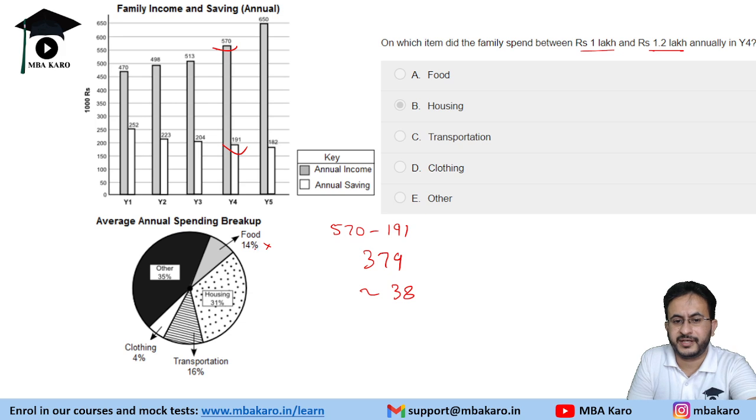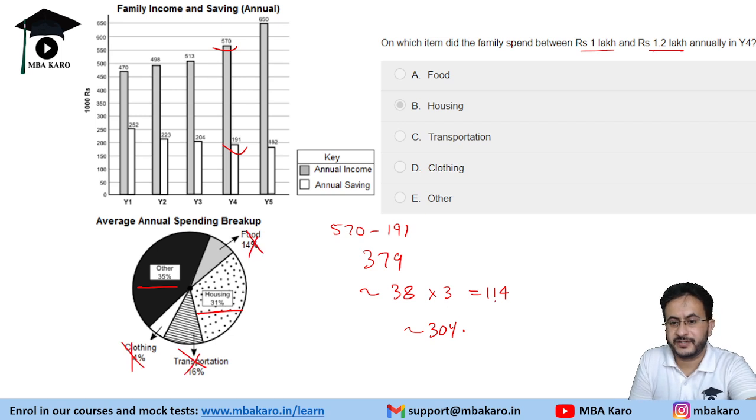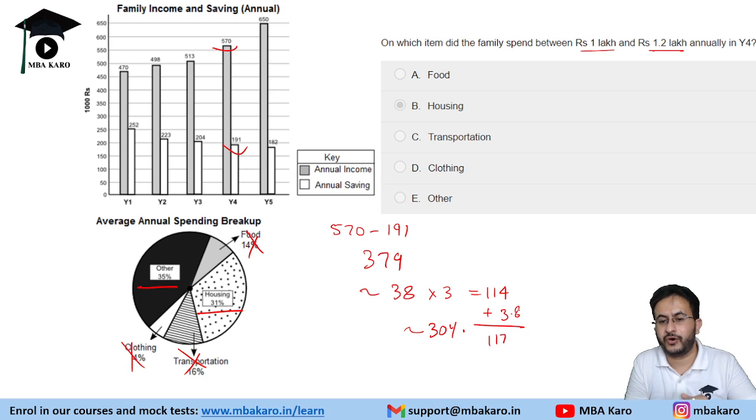So if you multiply 38 into 3, what is 38 into 3? Which is 114. So somewhere around 30% should be our answer. One is other and another is housing, right? So we can eliminate the three options easily. If you do 30%, it is 1.114. If you add one more percent, like 30% is 114, if you add 1%, that will be 3.8. It will be 117 or less than 4.